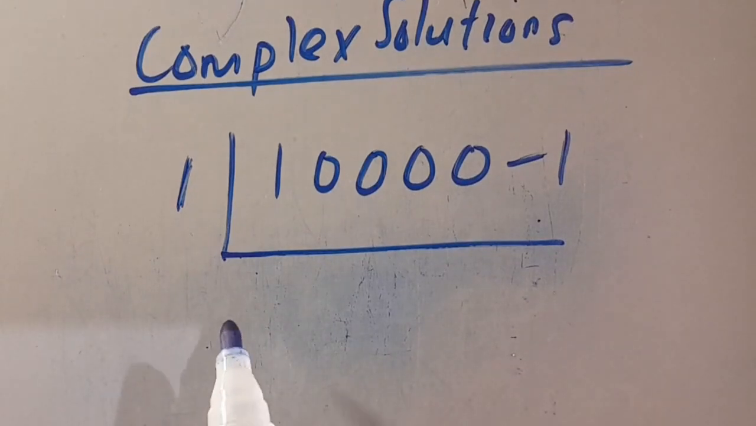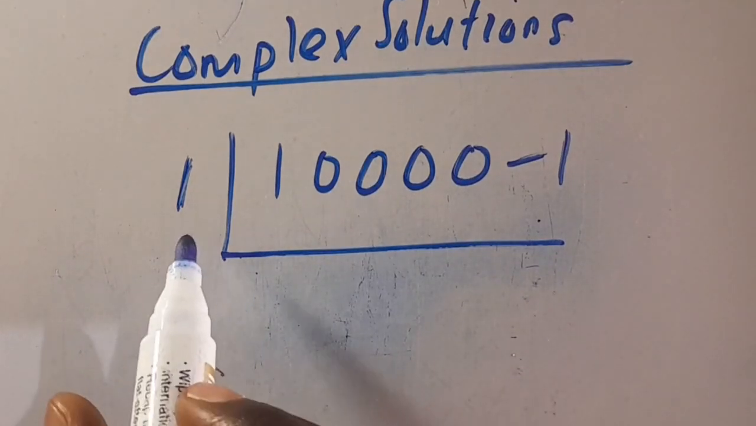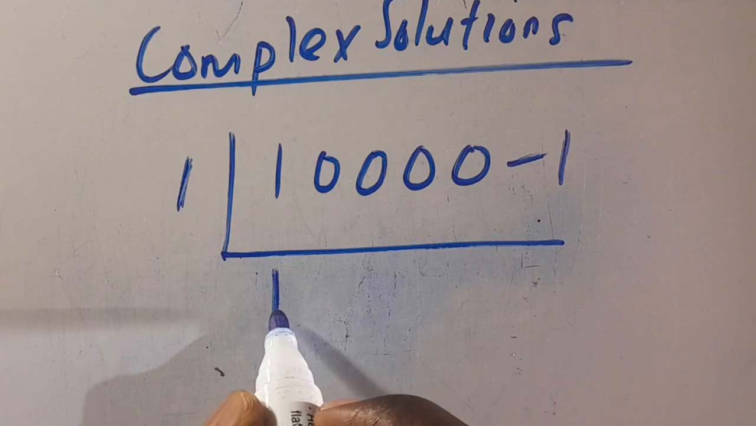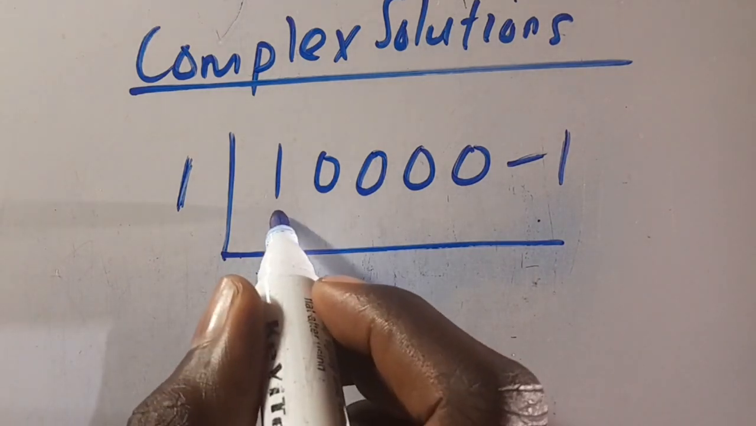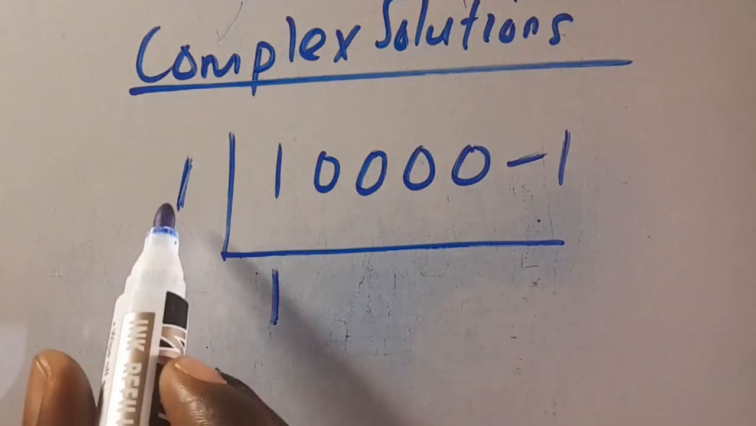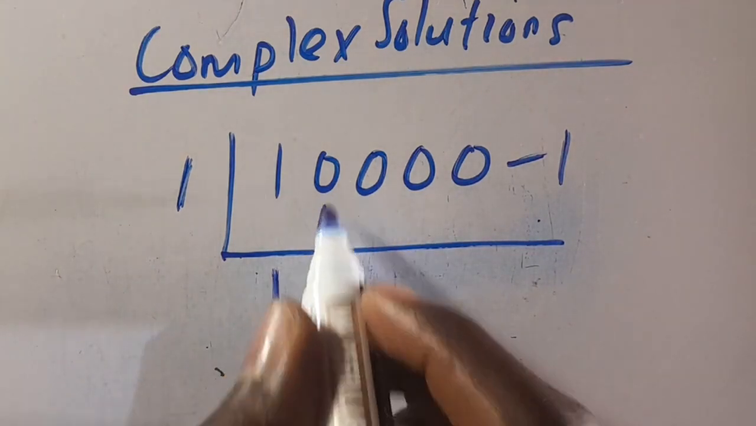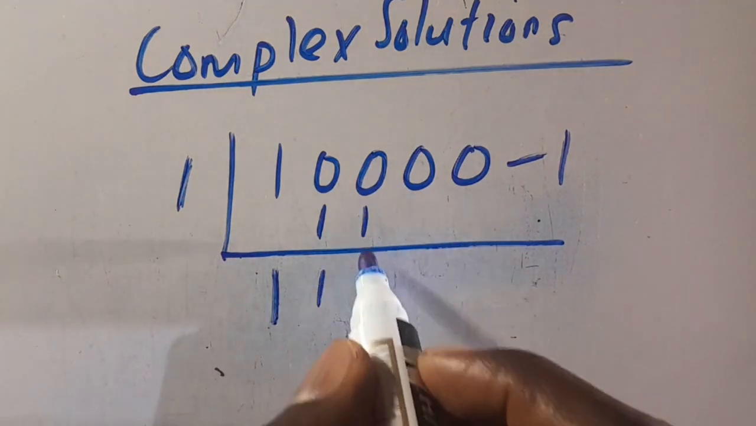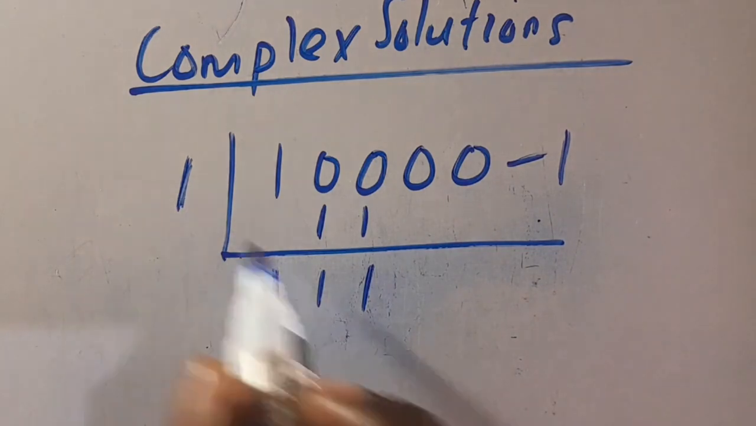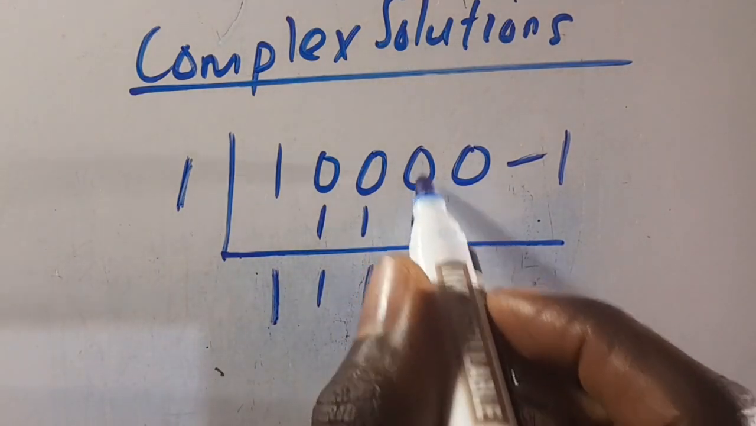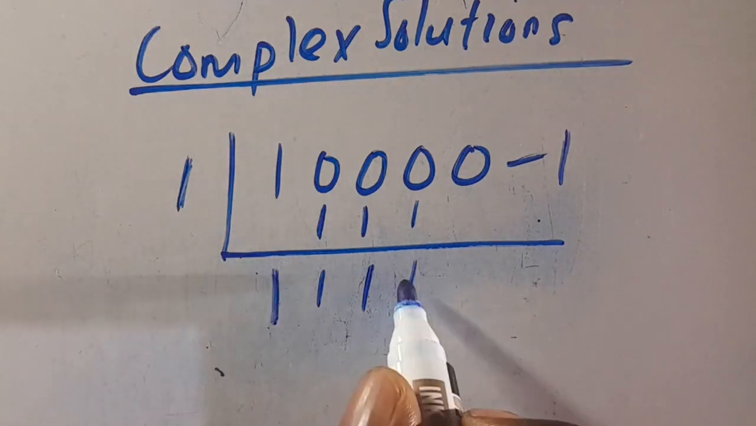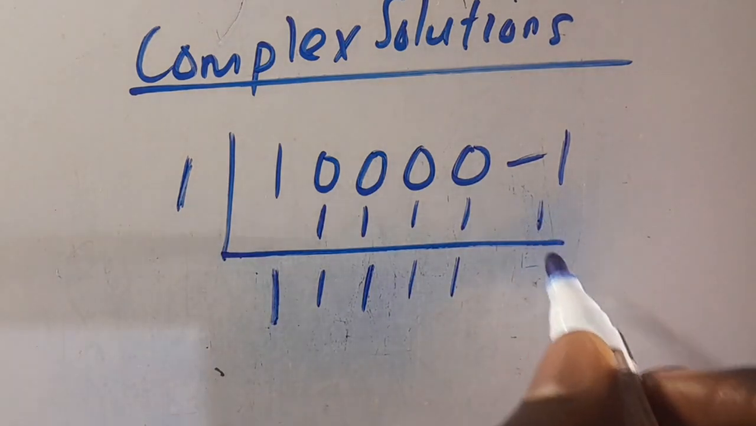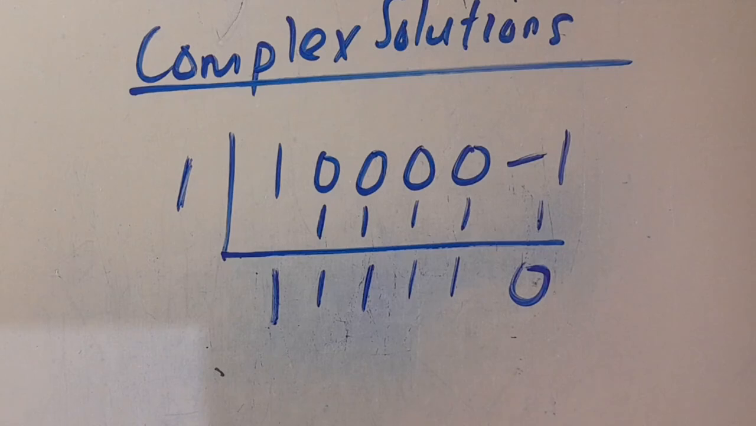Then from here, when you say 1, let's take this one down like this. 1 times 1 will give us 1. We add it to this one, we have 1. 1 times this one again will give us 1. Add it to this one will give us 1. 1 times this one again will give us 1. Add this together will give us 1. 1 times 1 again will give us 1. Add this together with this, we have 1. 1 times 1 again will give us 1. Add this one, we have 0.